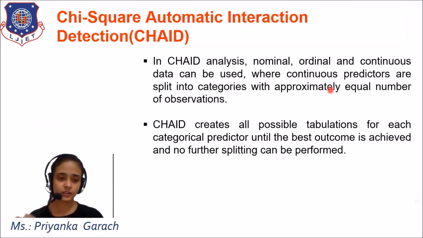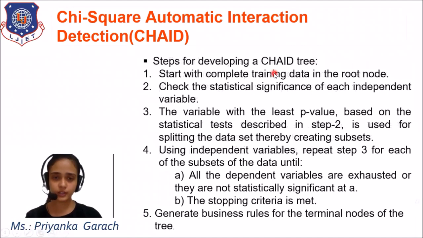So this is how I can convert my continuous attribute into the discrete one. In the CHAID analysis you have to do such type of conversion if continuous attributes are present in your data set. So these are the steps for developing a CHAID tree. We start with the complete training data in the root node. Then we will check the statistical significance of each independent variable.